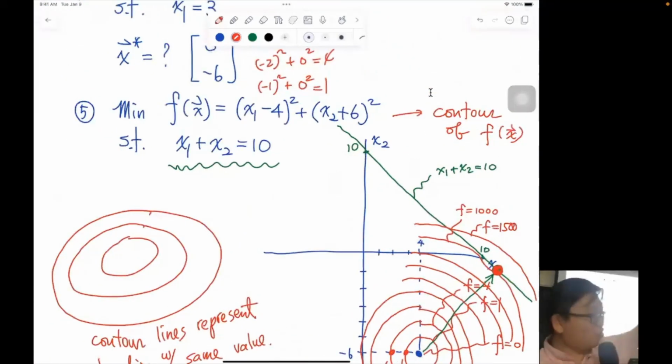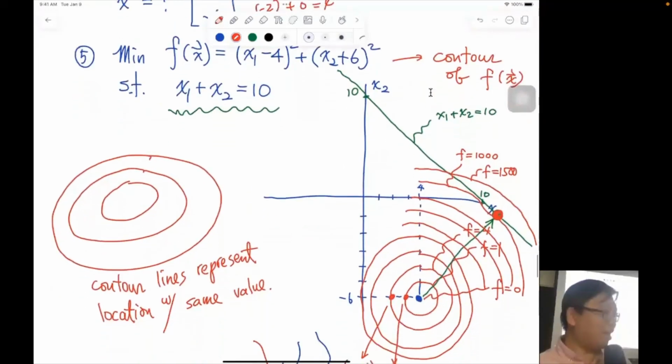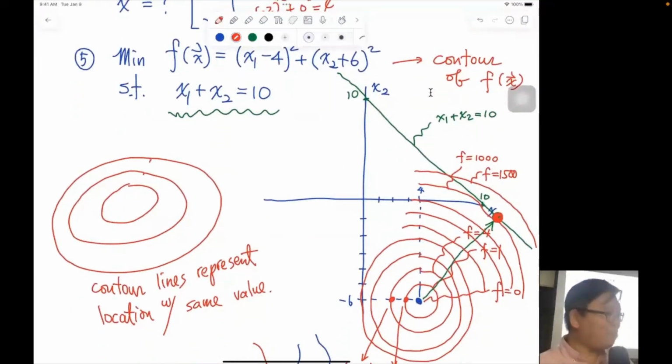So on that green line, there's only one point that has the smallest function value. That is your optimal design. Okay, so maybe someone can observe this, maybe some of you cannot. That's okay.